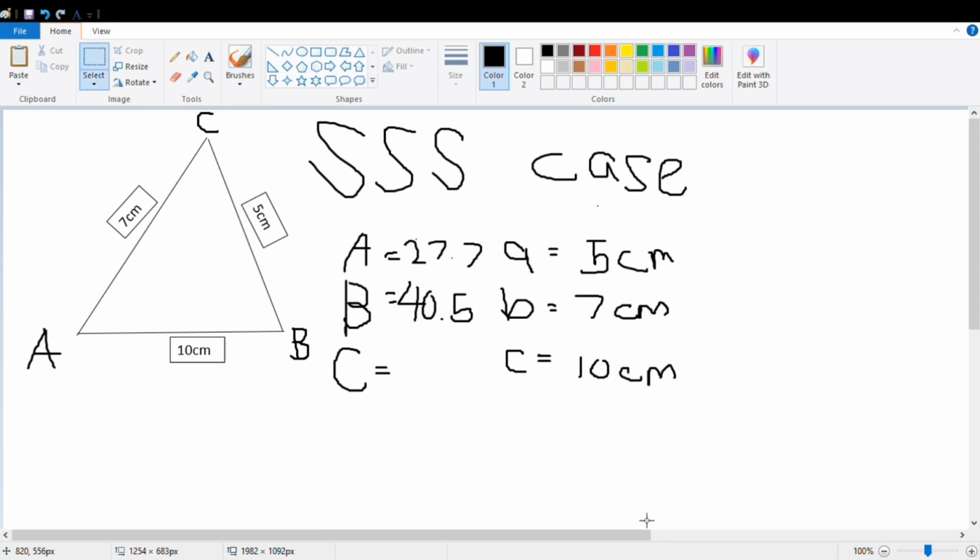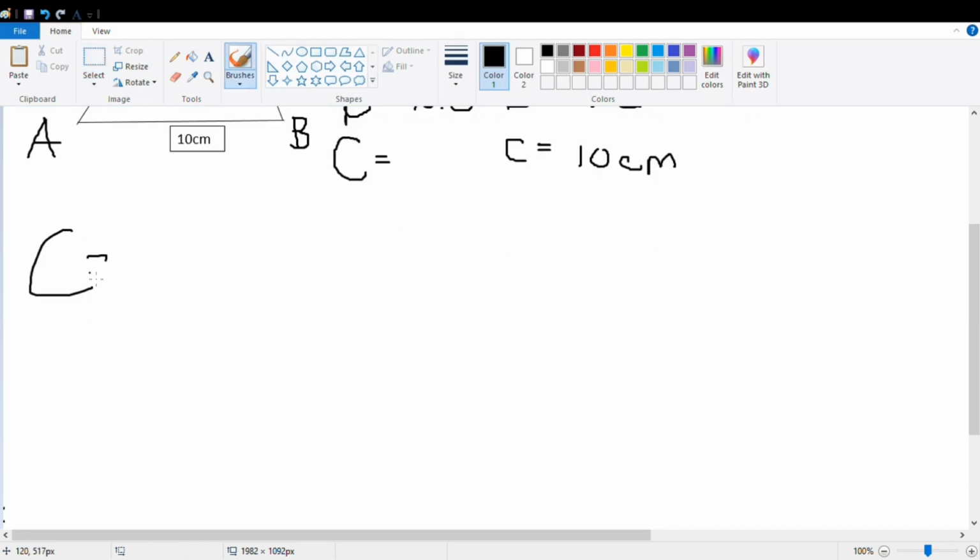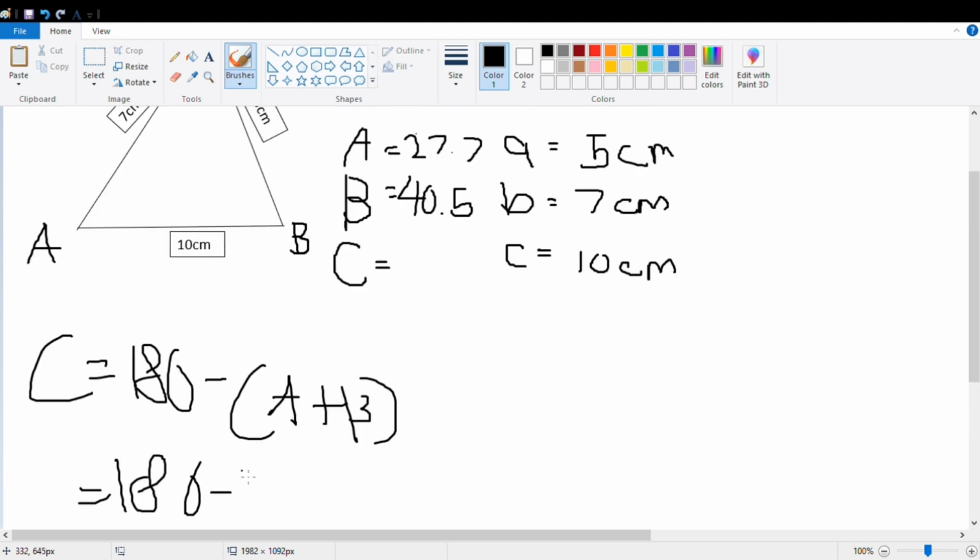Now, for angle C, it is very simple. The formula is C is equal to 180 minus A plus B, meaning all we have to do is subtract A and B from 180 and then we get C.